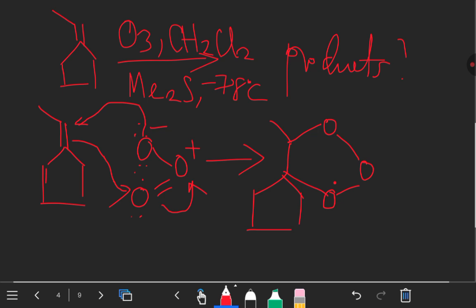So this is what we have. Then the next thing which we are going to do here is that there will be bond breaking. So this oxygen here has some lone pairs of electrons, so it can break there, donating the lone pairs of electrons to this side.